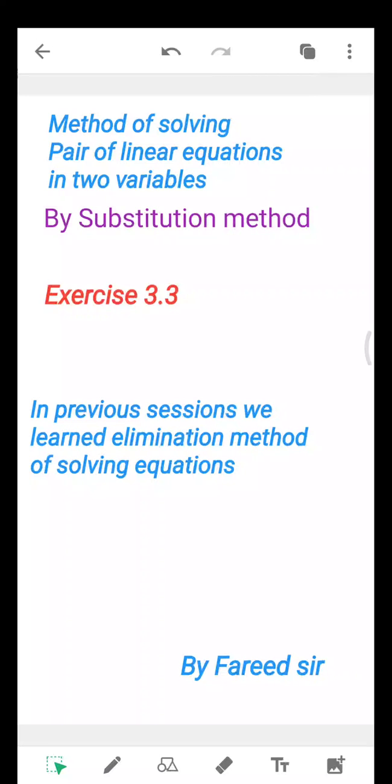Welcome back everyone. In today's session we are going to learn a new method of solving pair of linear equations, that is substitution method. In our previous sessions we have learned elimination method of solving equations. Hope you remember that. Elimination method. Now this is the second method, that is substitution method, which belongs to exercise 3.3.